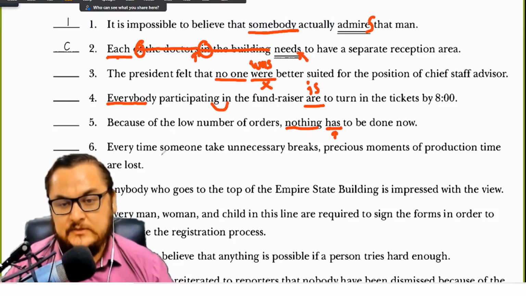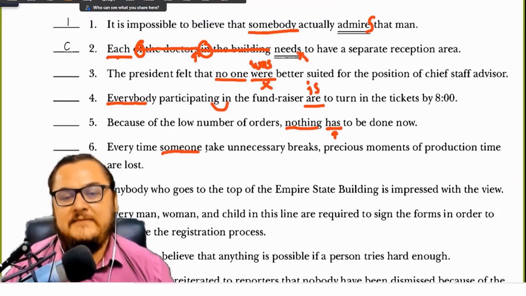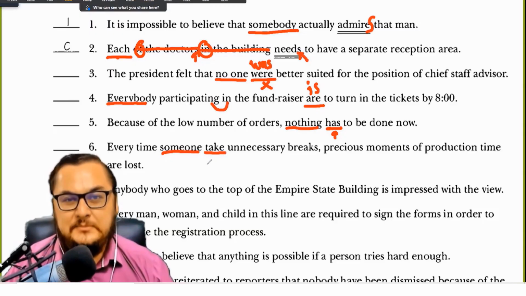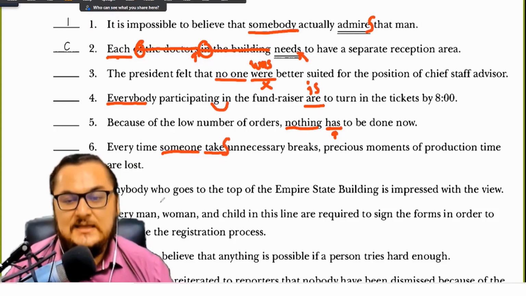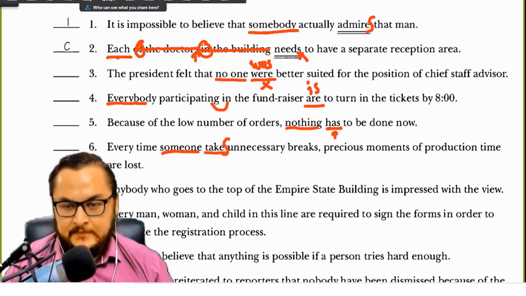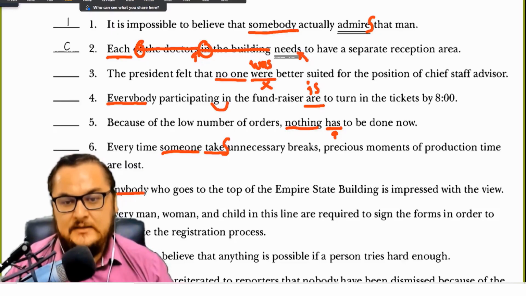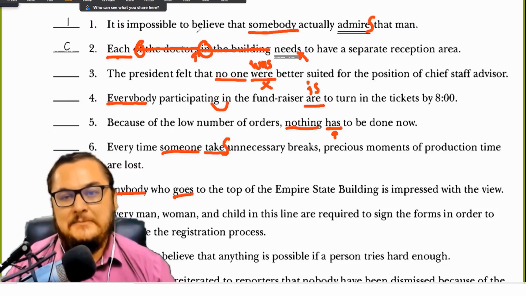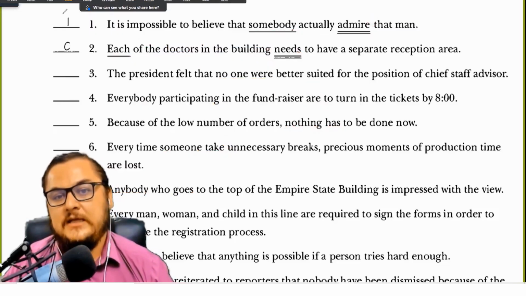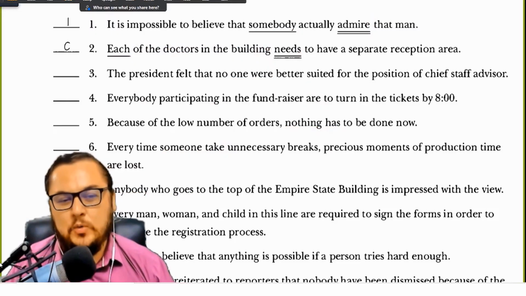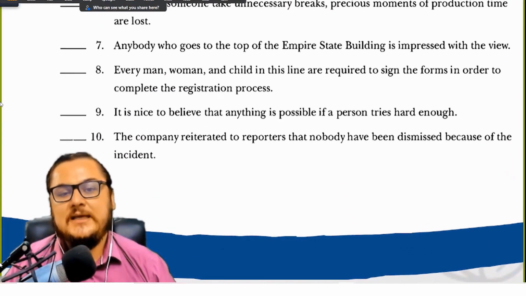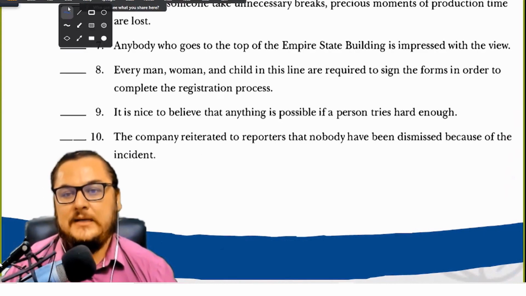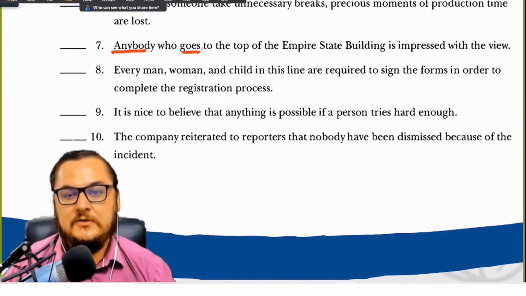For number 6 we find someone. And the word take is conjugated in plural, and should be conjugated in singular. Therefore I should use the third person, takes. The sentence is incorrect. At number 7, anybody and goes. Anybody is the compound word. Goes is the verb conjugated in the third person. So the sentence is written correctly.